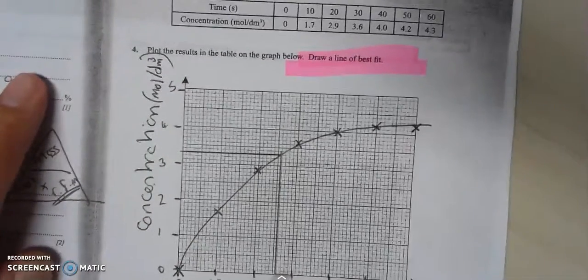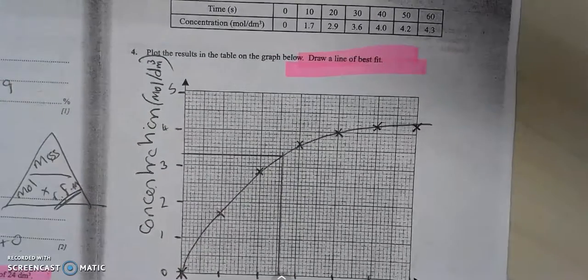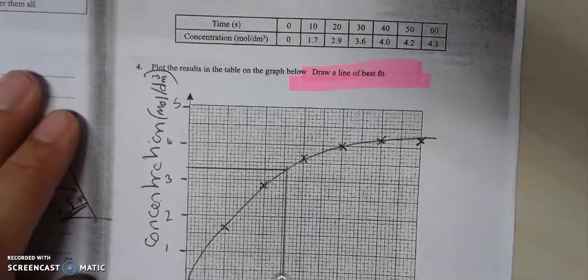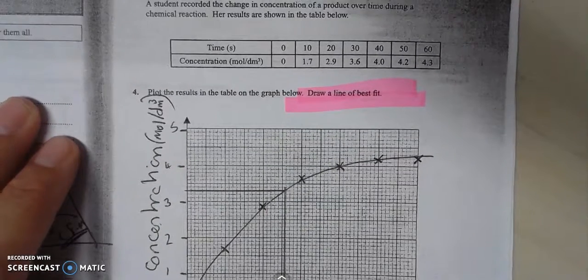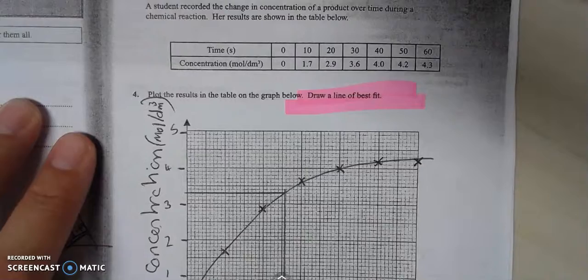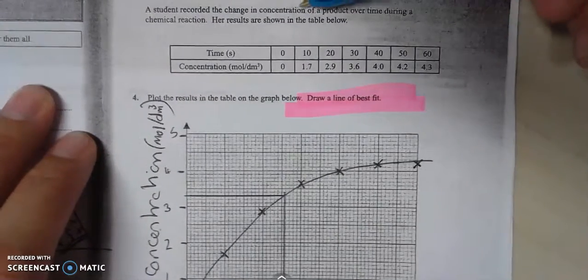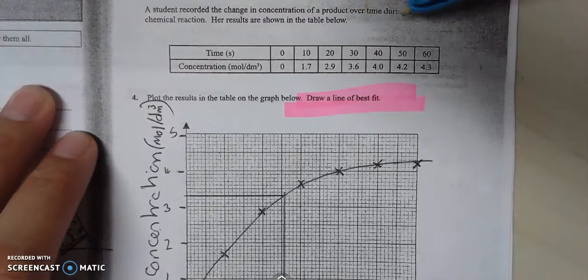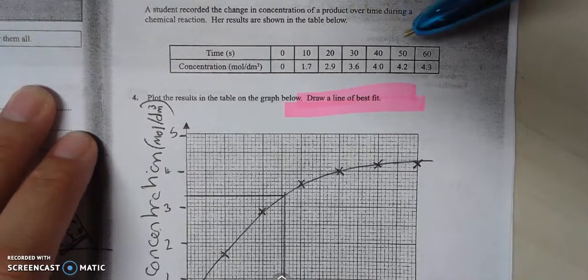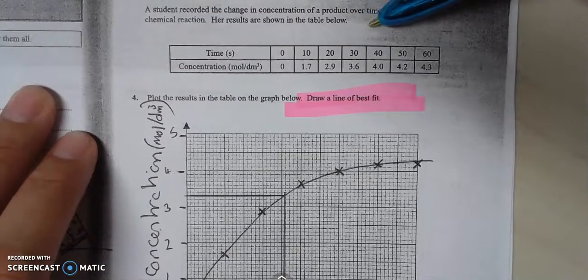Okay, so this question then is a bigger question, looking at some data and actually plotting a graph right from scratch. A student recorded the change in concentration of a product over time during a chemical reaction. Her results are shown in the table below.